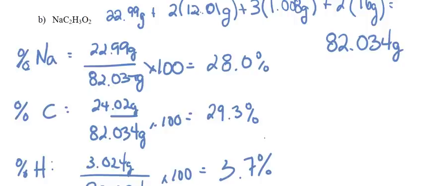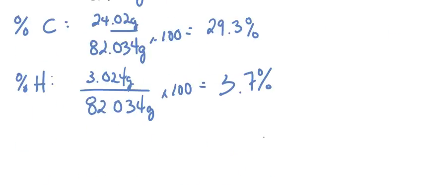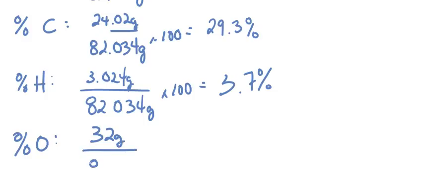And then we have oxygen, which is 32 grams, times 100. So 32 divided by 82.034. So around 39%.